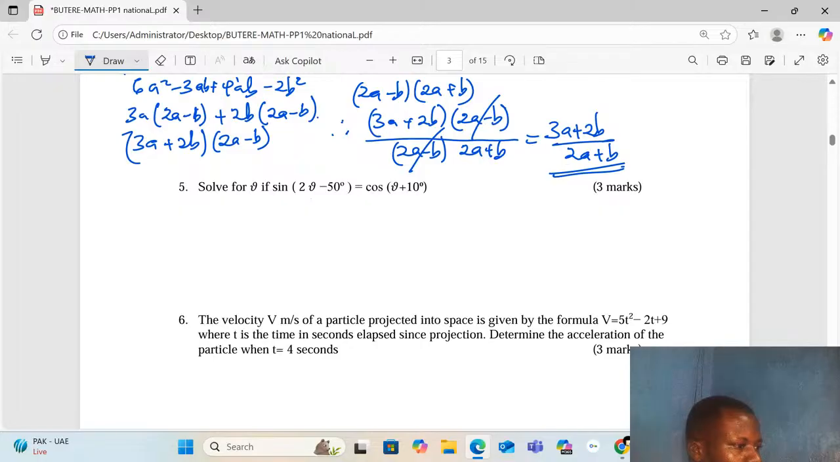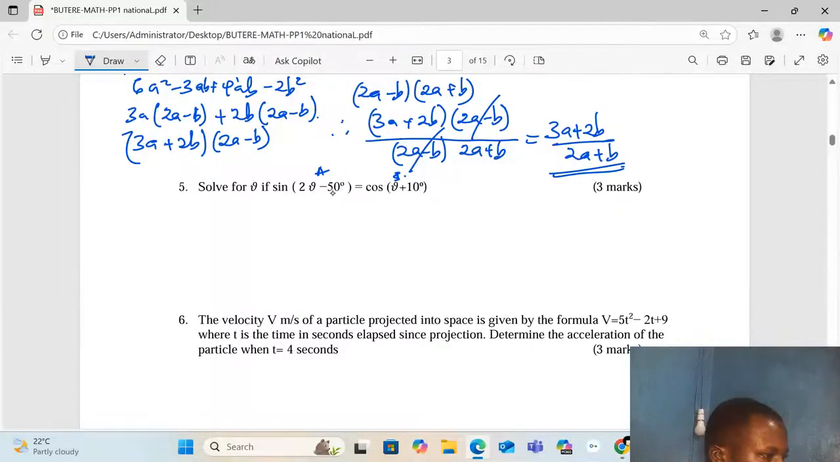Now, question number 5. Solve for theta, if sine of 2 theta minus 50 degrees is equal to cos of theta plus 10 degrees. Now this one will be much simpler. We know that a plus b should give us 90, taking this as our a, this as our b.